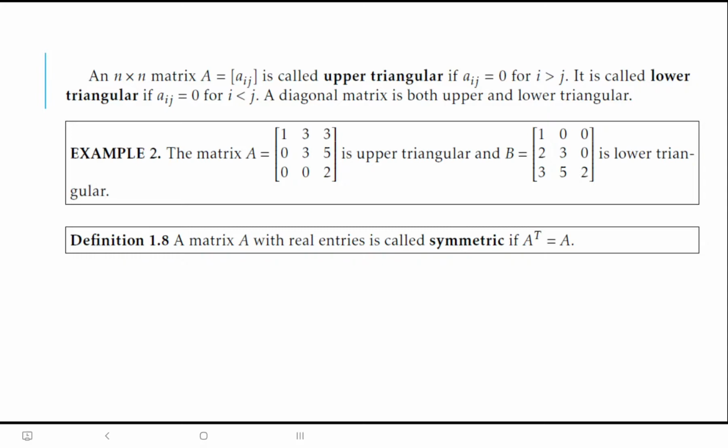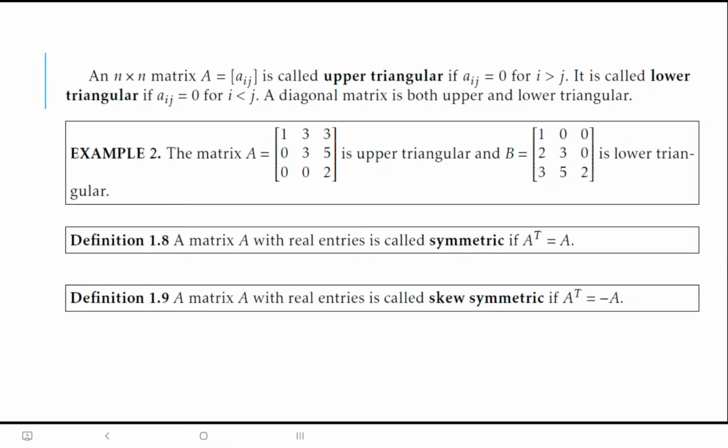Okay? And then we have here another type of matrix, which is a symmetric matrix. A symmetric matrix is a matrix that is equal to its transpose. And then here we have another type, which is the skew symmetric matrix. We have this if its transpose is equal to negative A. Okay, this is the skew symmetric.